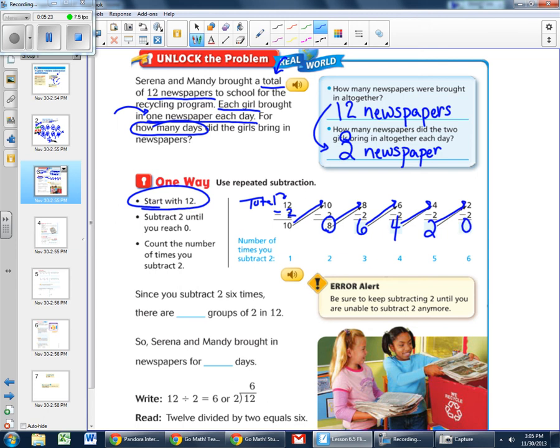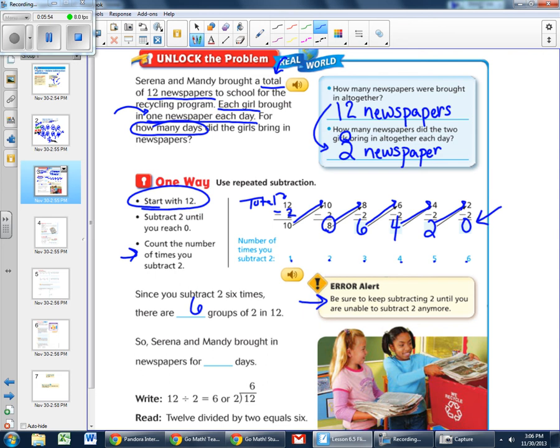Then you count the number of times that you subtracted those 2's. So we did the problem once here, 2, 3, 4, 5, 6. Since you subtract 2 6 times, there are 6 groups of 2 in 12. Okay? You're going to make sure to keep subtracting 2 until you get to 0. You can't leave it without being at 0 when we're making equal groups.